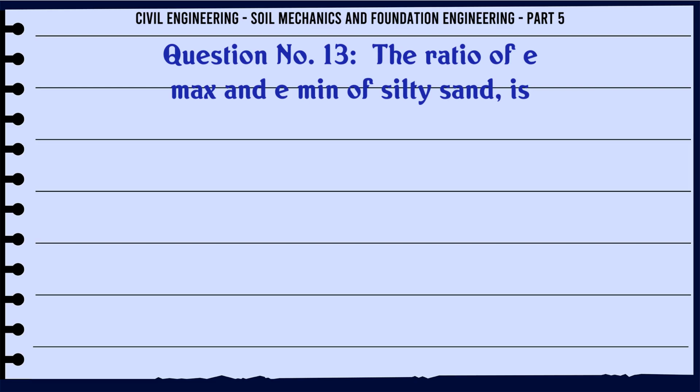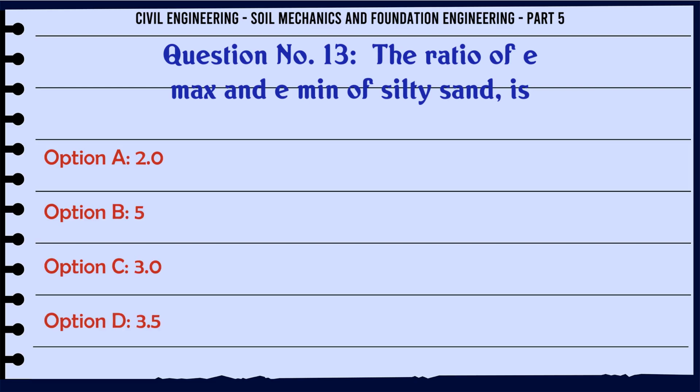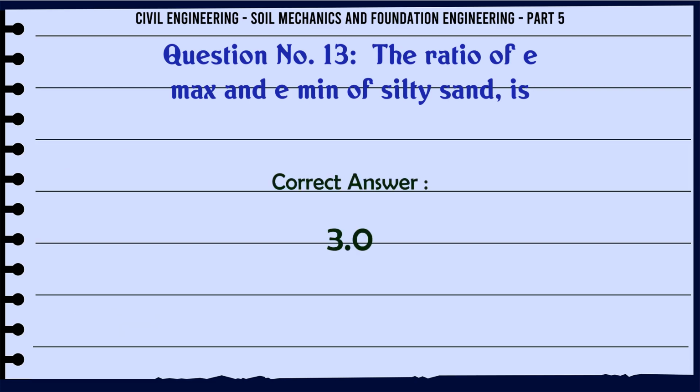The ratio of e max and e min of silty sand is: A. 2.0. B. 5. C. 3.0. D. 3.5. The correct answer is 3.0.